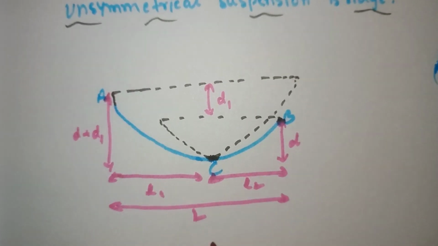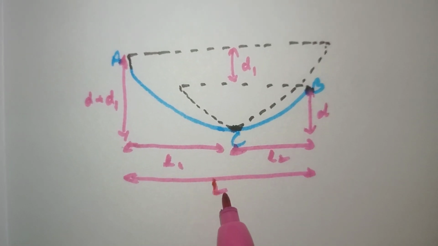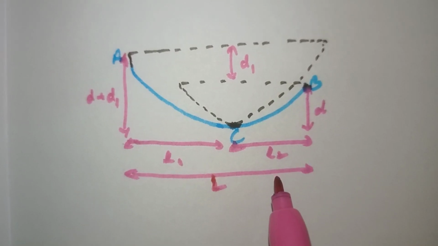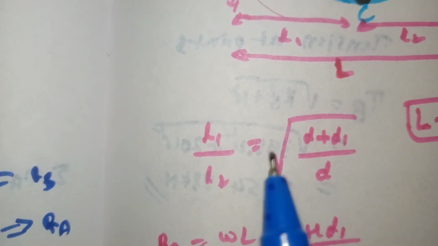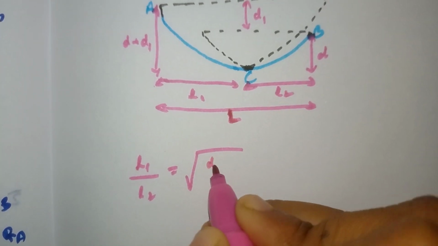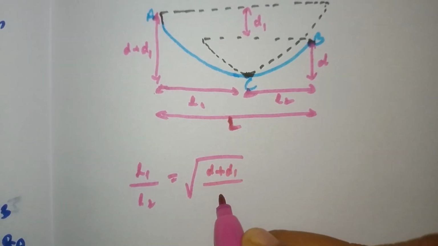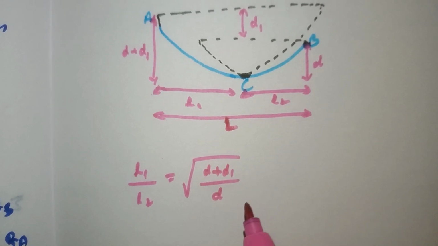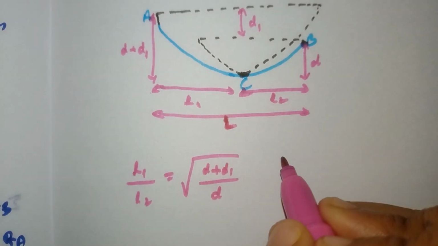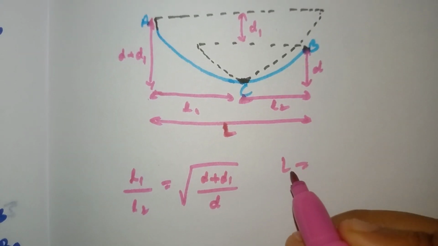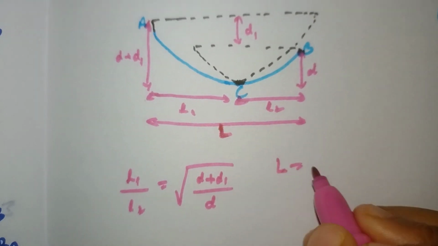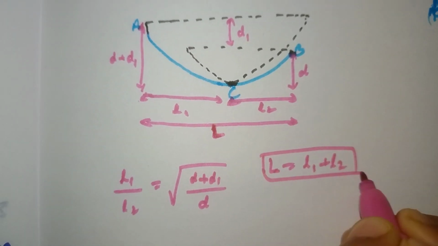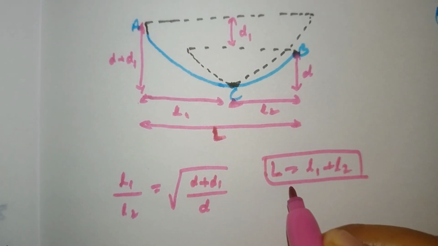Sometimes in questions they give only this L value, so we need to find L1 and L2. For that we have one formula. L1 divided by L2 is equal to the root of D plus D1 divided by D. So this is the formula. I will show how to calculate while solving the problem. To find out the total span value we have the formula L1 plus L2. By using this formula you can calculate the L value.